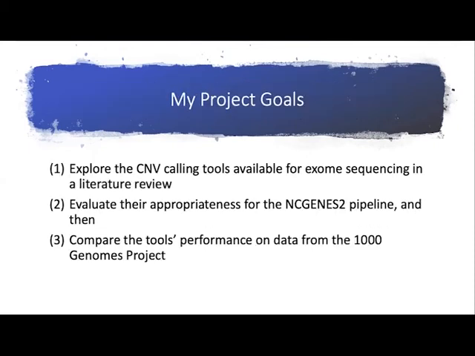My project goals were, 1, to explore the CNV-calling tools available for exome sequencing in a literature review, to evaluate their appropriateness for the NCGENES pipeline, and to compare the tools' performance on data from the 1,000 Genomes Project.